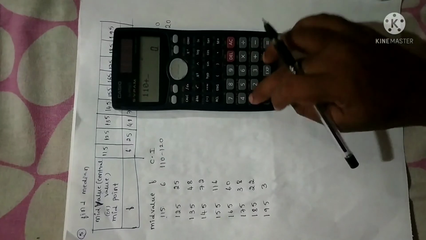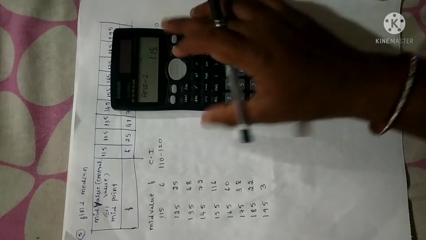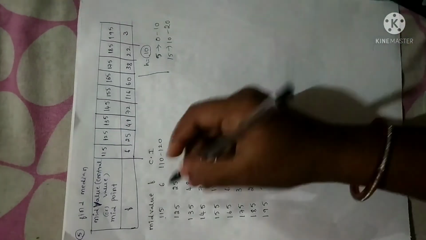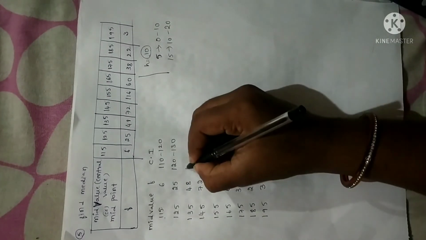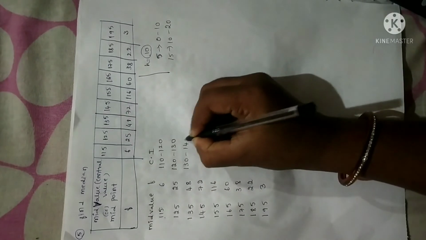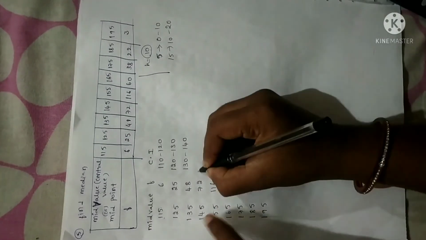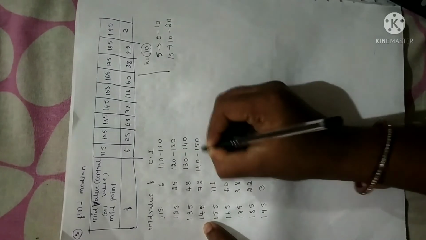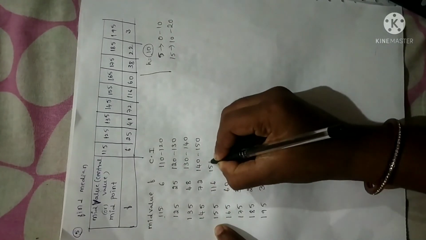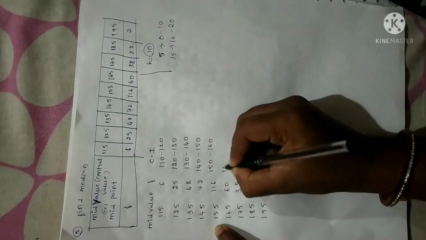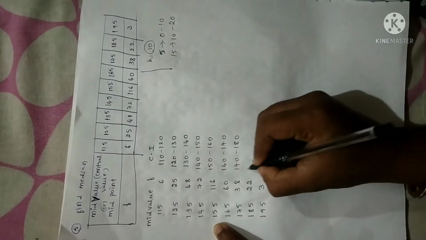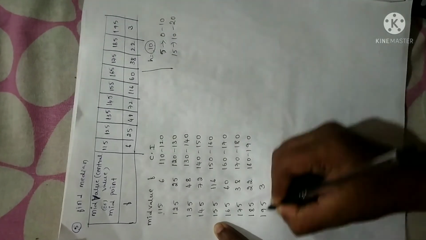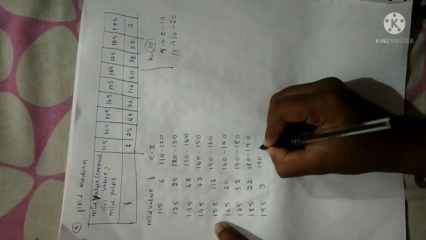So when you add 110 and 120 and divide by 2, you will get 115. Clear? Similarly, 125 lies between 120 and 130. 135 lies between 130 and 140. Next, 145 lies between 140 and 150. Similarly, 155 lies between 150 and 160. Again it is 160 to 170, 170 to 180. Once you obtain one value, you can write it directly. 180 to 190. 195 will be 190 to 200.